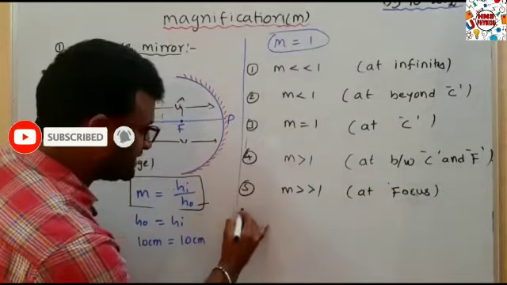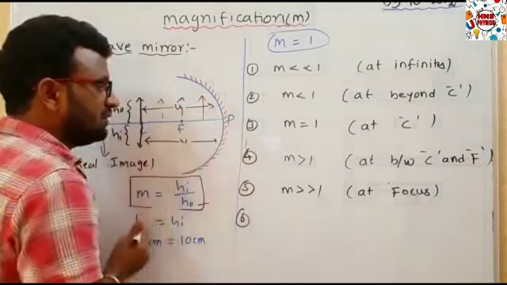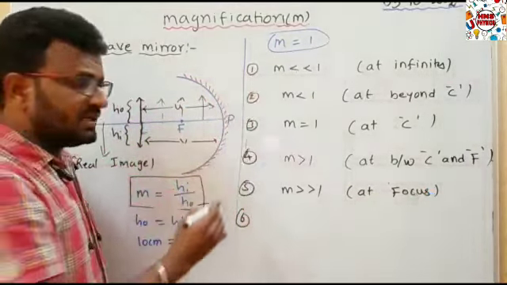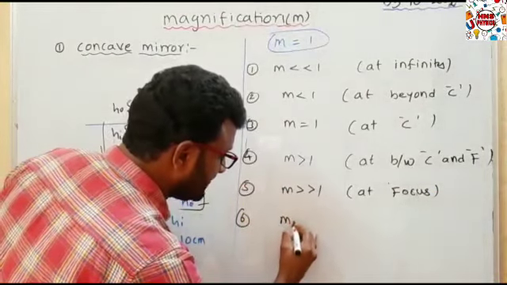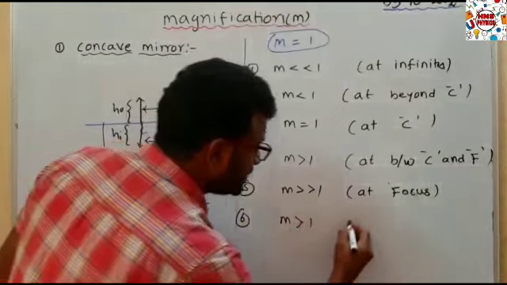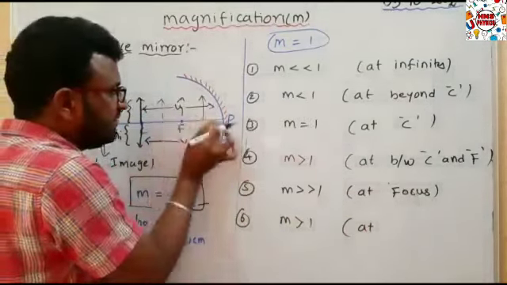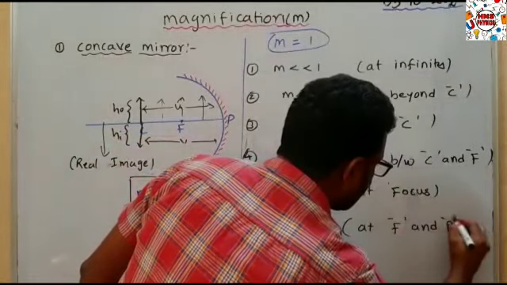Right. Next, the sixth one: when the object is placed between focus and pole, the image is formed inside the mirror. That image is also larger than the size of the object, so that's why m is greater than 1. So this is the case when the object is placed between F and P.